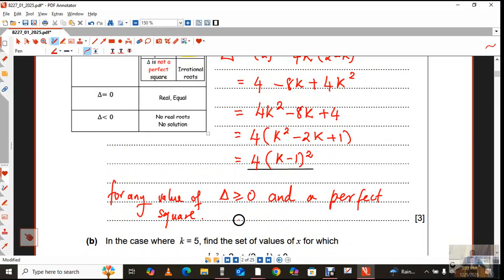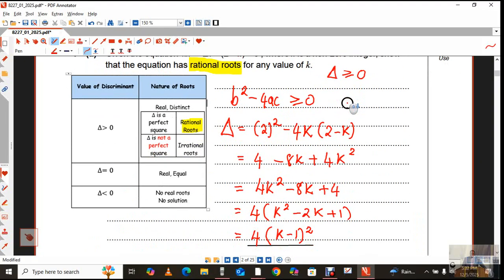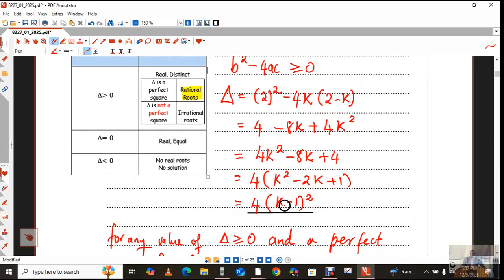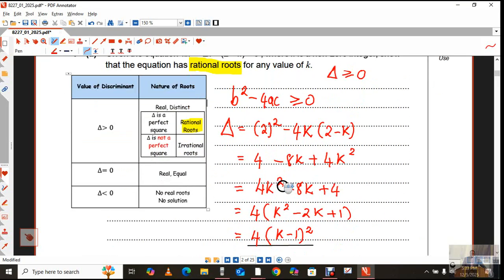And you can try. They are saying that k is a non-zero integer, so k should not be 0. But if you do put any value here, whether it's -1, whether it's 5, whatever the value of k is, as long as you square, that becomes a perfect square. And whatever you do to a square, when you multiply it by 4, the result will still be a perfect square. So that is what you were supposed to do in this particular question.